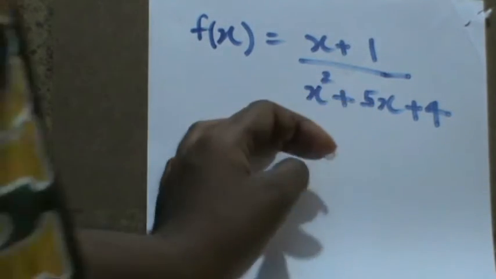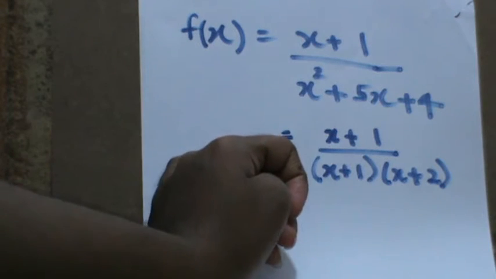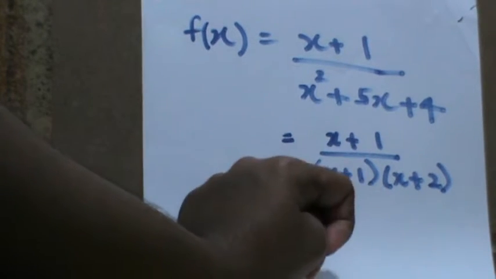So I'll write this directly as (x + 1) divided by (x + 1) times (x + 4), right? x + 1 and, sorry, x + 4.